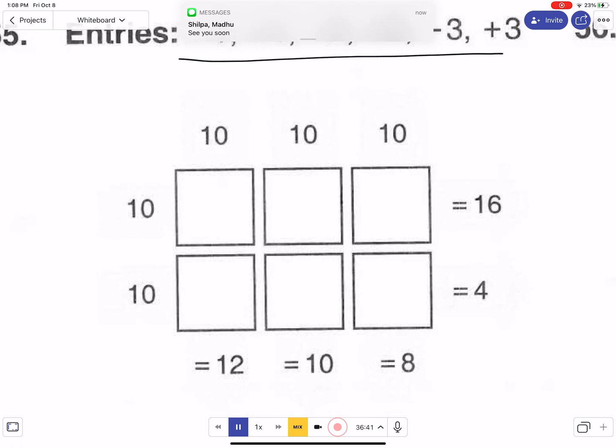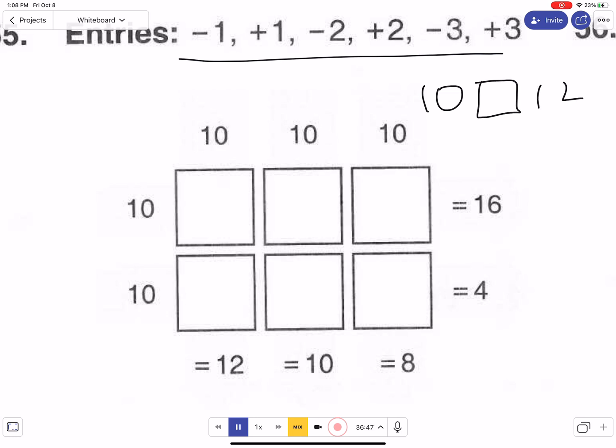Let's do our first column. Get from 10 to 12. We're going to follow the same steps as we did with the 4 boxes. To get from 10 to 12, you have to add 2, and we're going to break this up into 2. So which 2 of our 6 entries equal plus 2? If you said minus 1 and plus 3, you're correct.